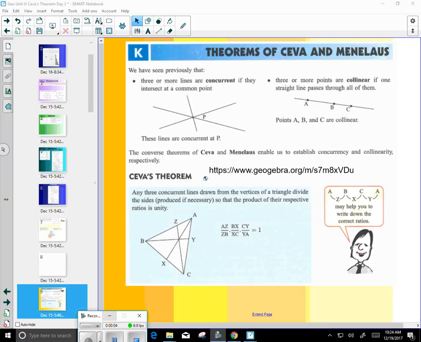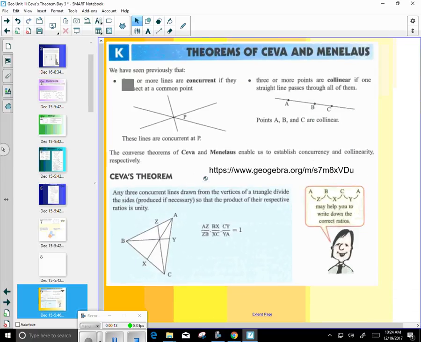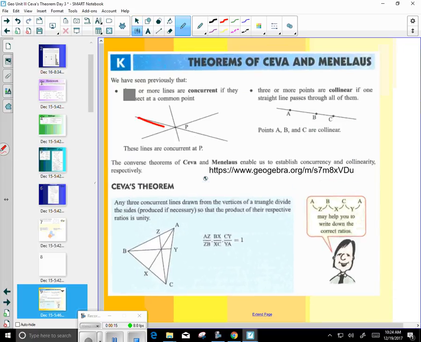For Ceva's theorem, you need to know two terms that you probably already know. Concurrent just means the lines all cross each other. So these lines are concurrent with each other at point P. Collinear means that in one dimension, they all are in a line, ABC. So concurrent is the two-dimensional version of collinear, right?